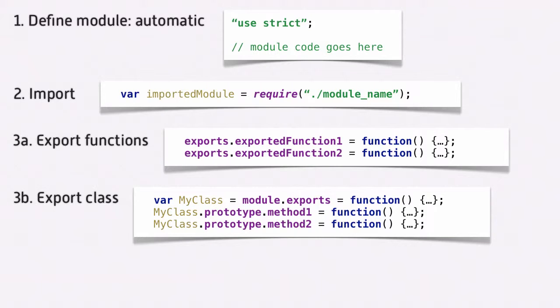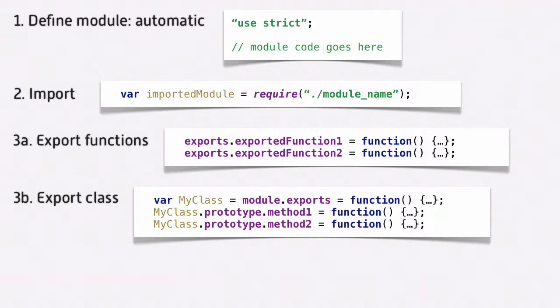Defining a module is automatic. In the CommonJS format, every file is a module. So you can put use strict at the top if you want. I generally do, but it's optional. You don't have to do anything special to define your module. Importing modules is also really simple. You just say require and then the file name of the module you want to import without the .js at the end. And exporting functions is just a matter of assigning whatever function you want to export to the exports object.